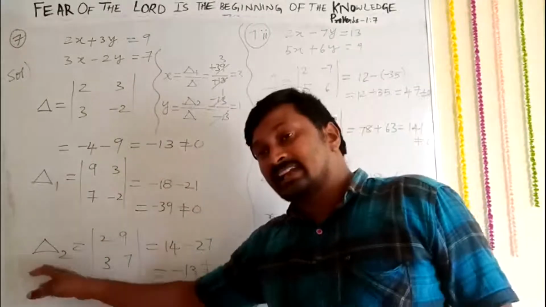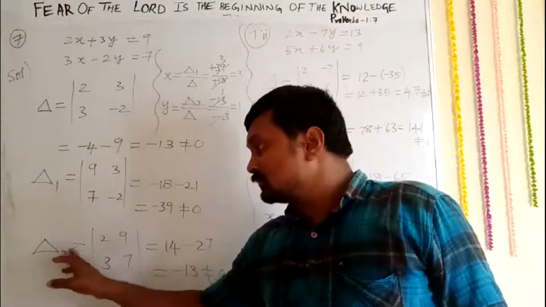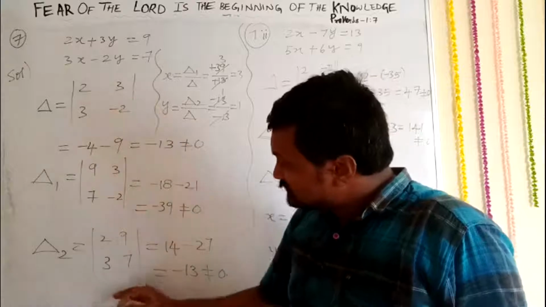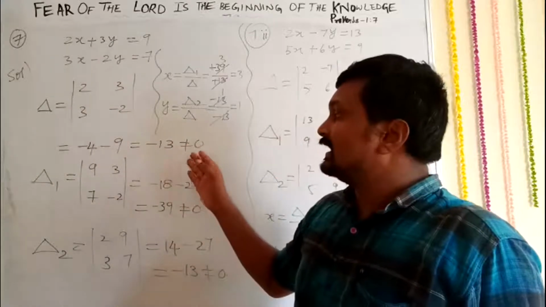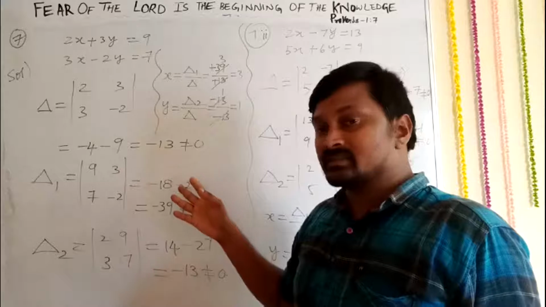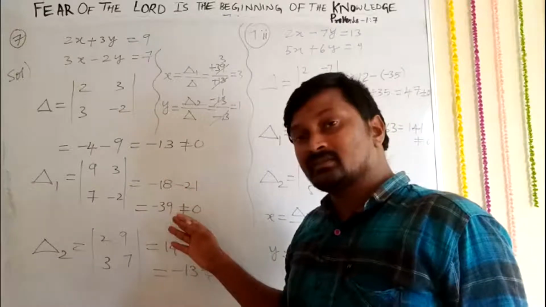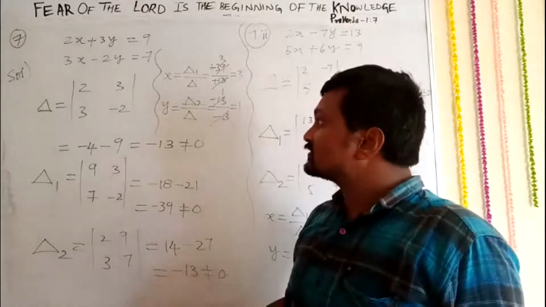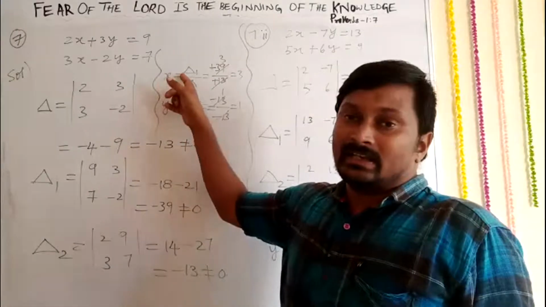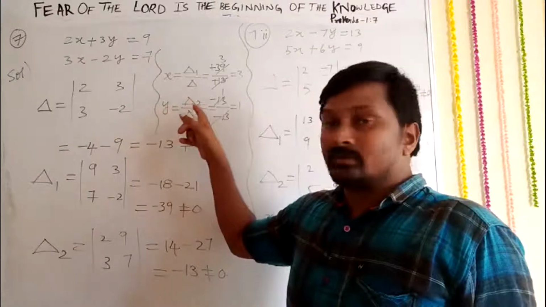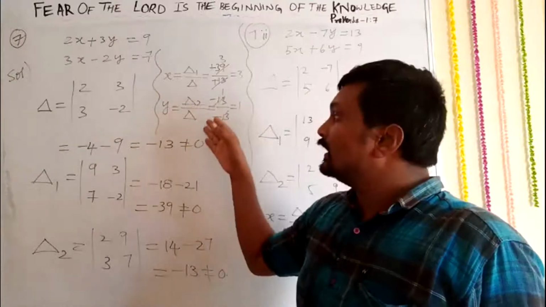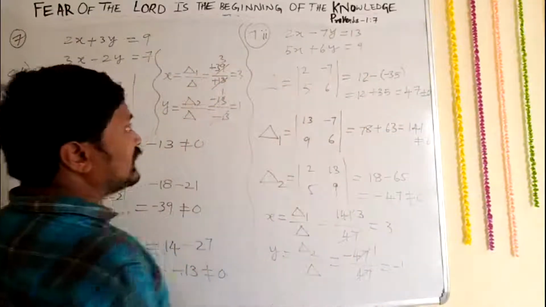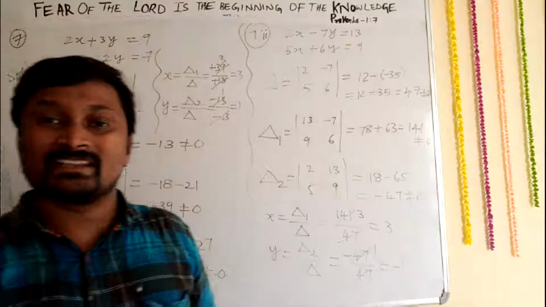Okay. Delta 2 means the second column you have to replace with 9 and 7. So after replacing all this, you get a delta value which should be not equal to 0. Delta 1 is also not equal to 0, delta 2 is also not equal to 0. Once you get all this, x is equal to delta 1 upon delta, y is equal to delta 2 upon delta, that you have to simplify. Once you simplify this, you are able to solve, and this method is which method?